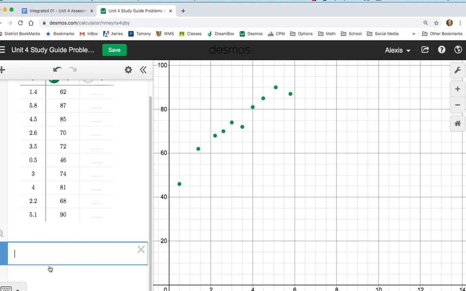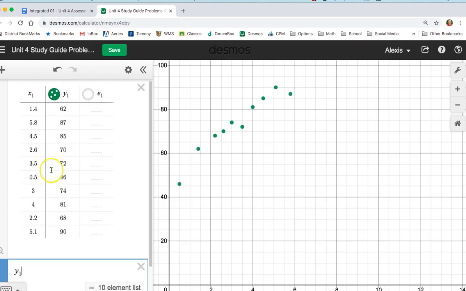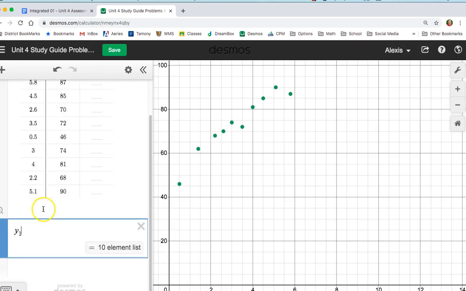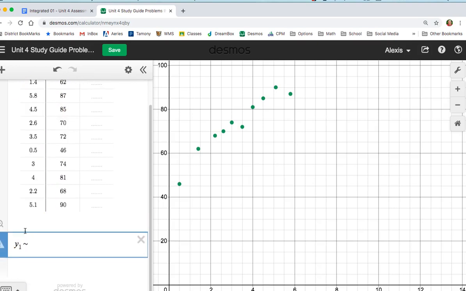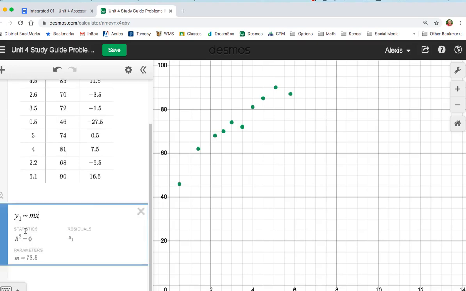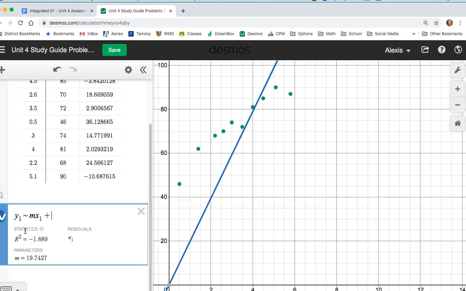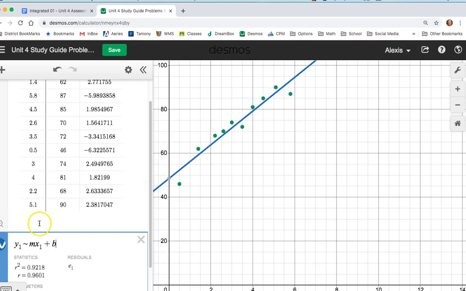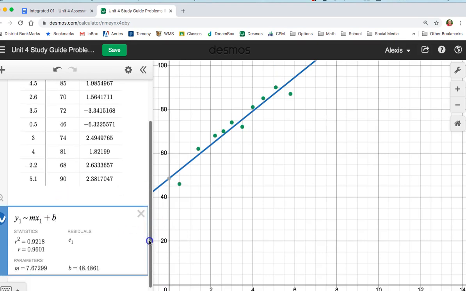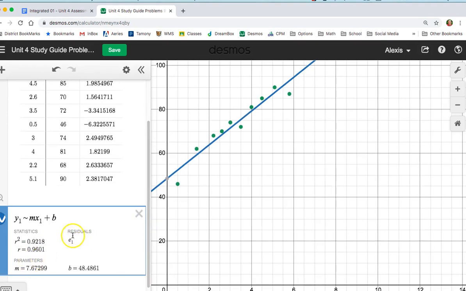So to get a least squares regression line, we're going to type in Y1, because the data I'm looking at up here is X1, Y1. So I have Y1, the little squiggle for an equal sign, MX1 plus B, and that's going to give us our linear least squares regression line. For you, it's going to have E1 and a plot button. Click plot, and it'll give you the values. You're going to need those later.